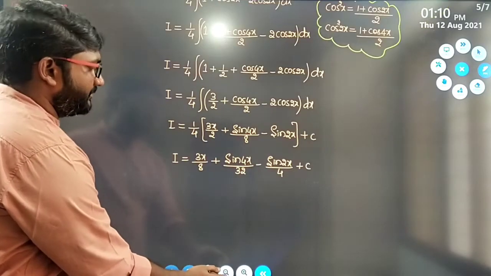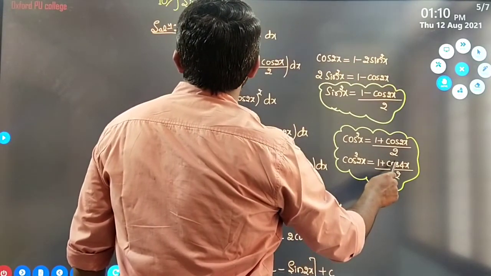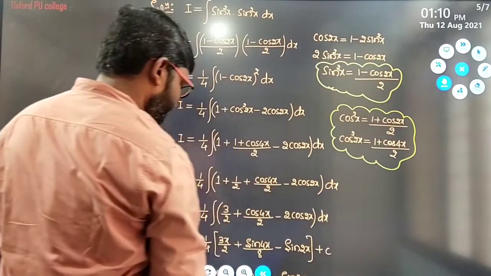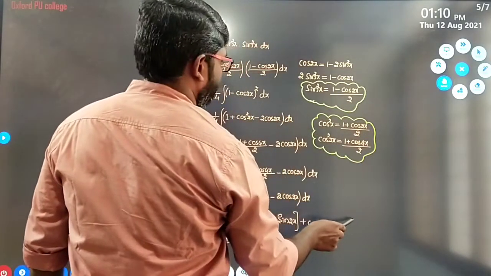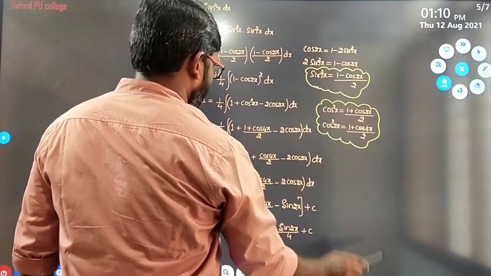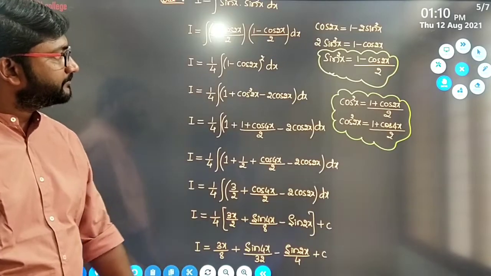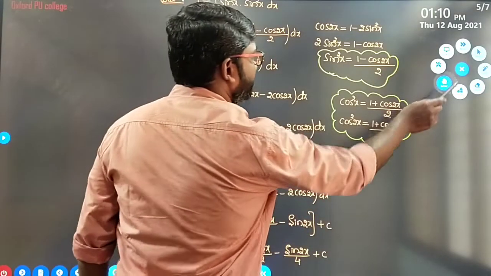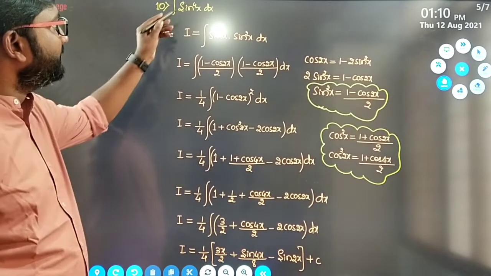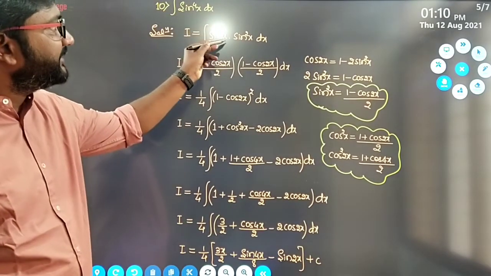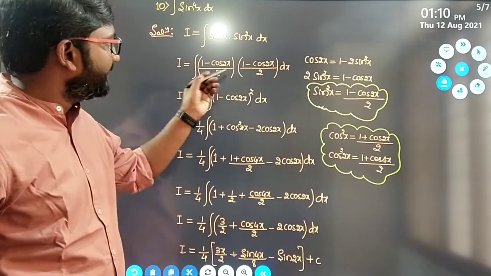So this is all about question number 10. Quickly go through this, then I will go for the next one. Go through step by step what we have done. We have written sin raised to 4 x as sin square x into sin square x. You have the formula for sin square x, that's what I have replaced.